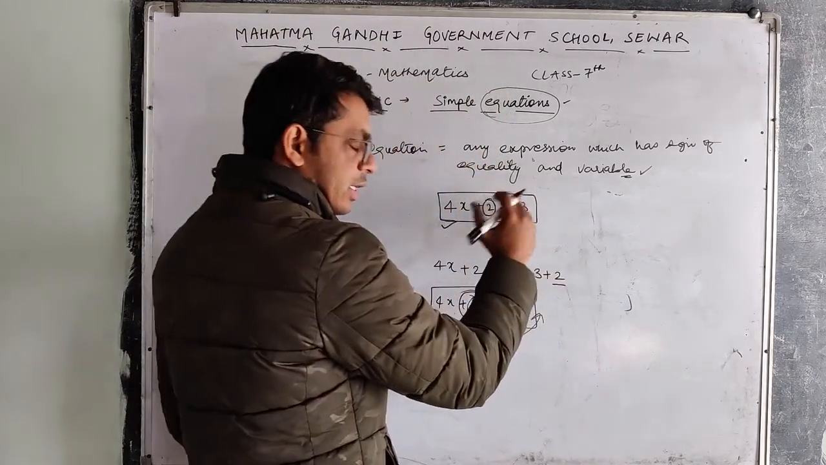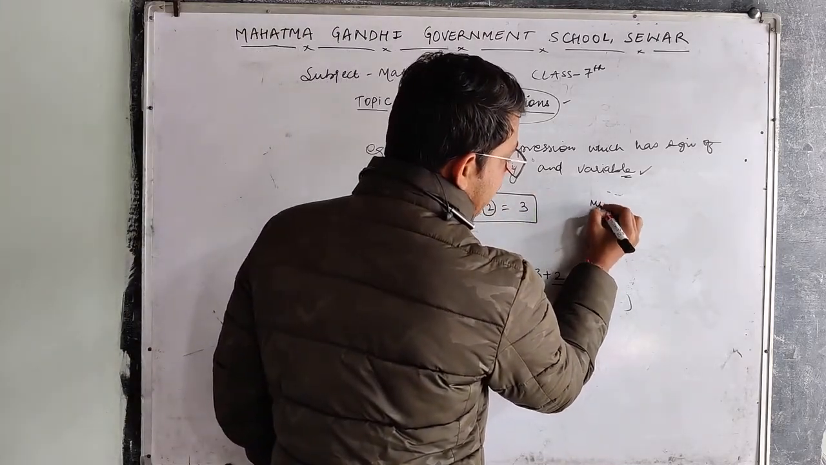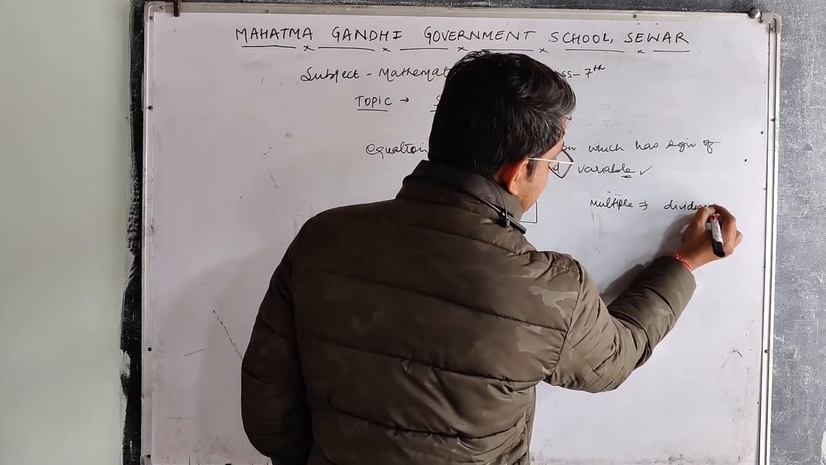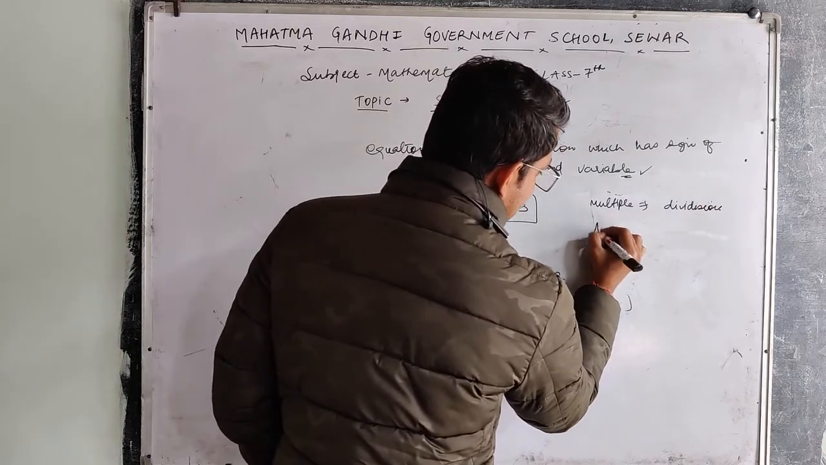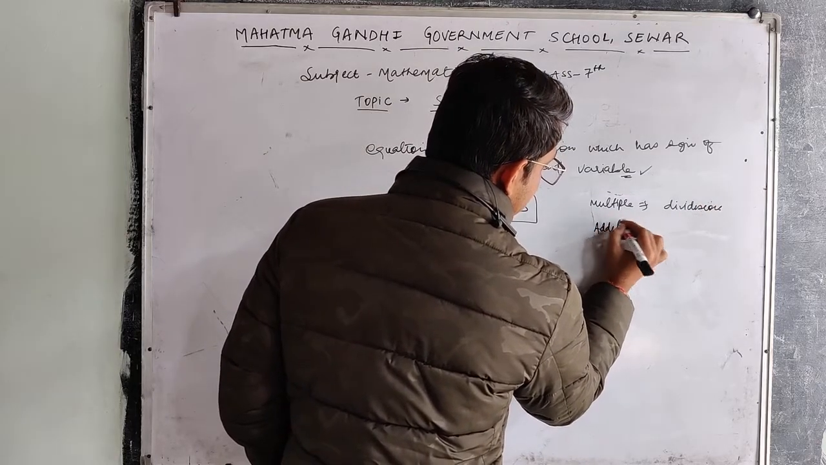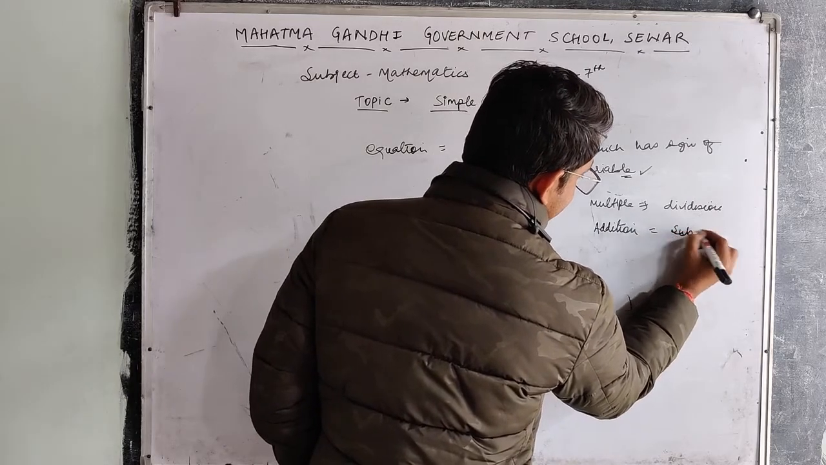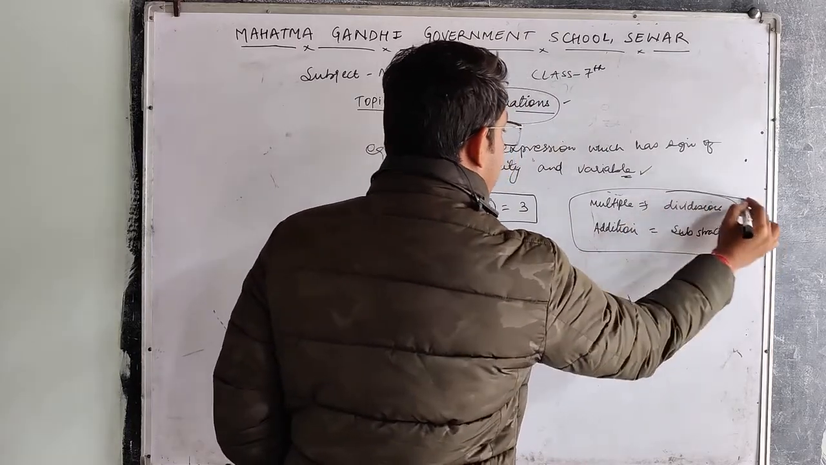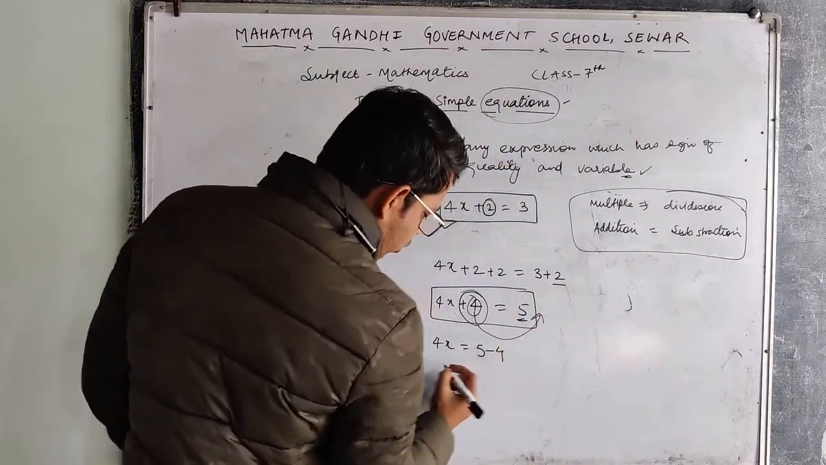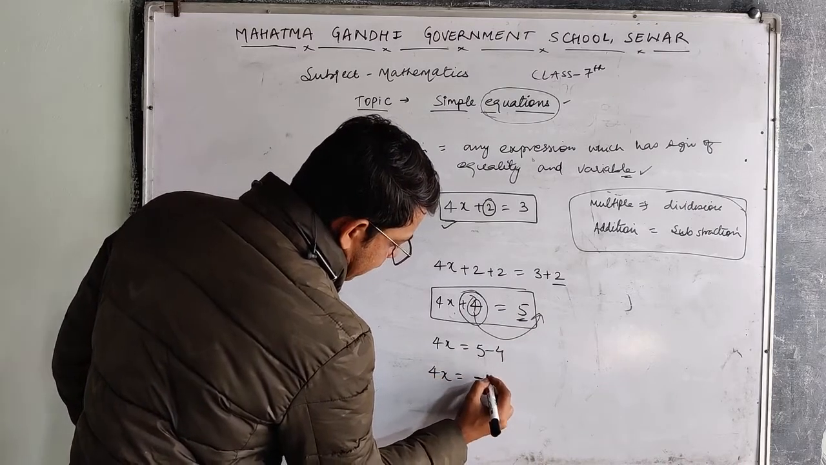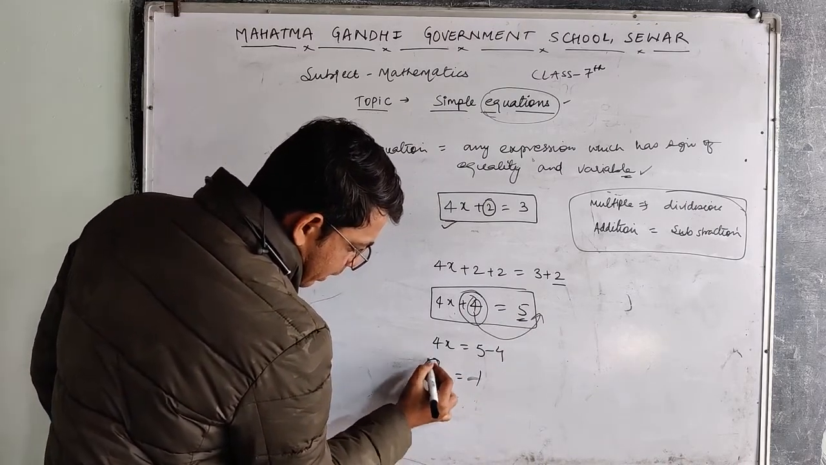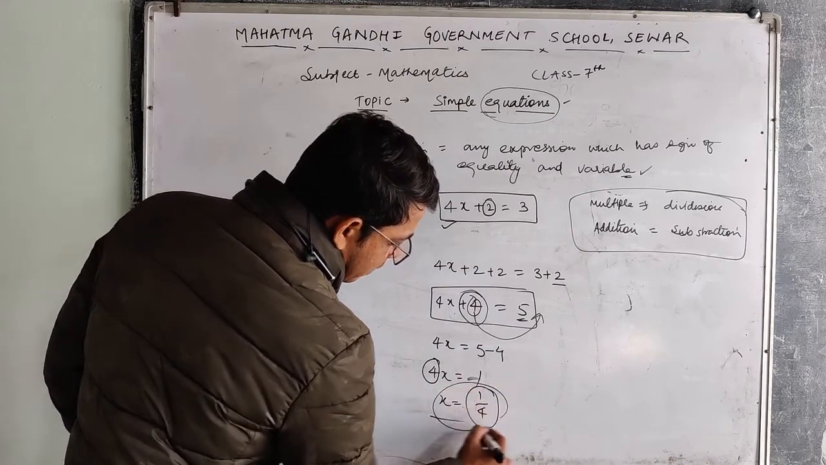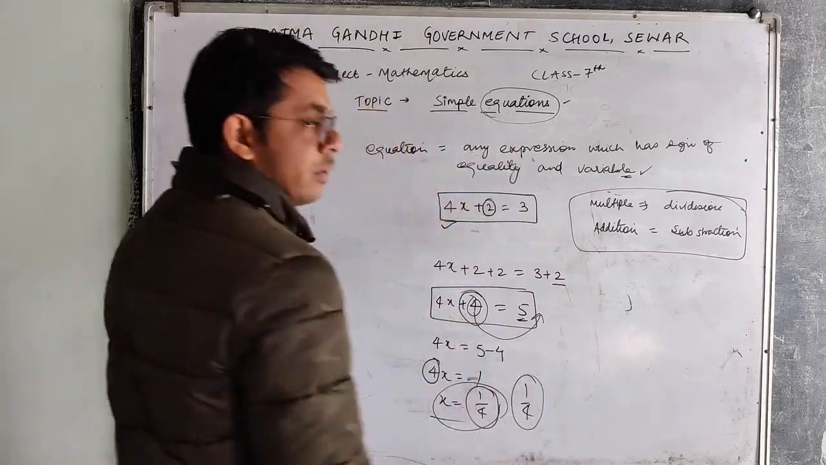If on this side there is multiplication, it will change to division. If on this side there is addition, it will change to subtraction. This will change to 1. So 4x equals 1. Now this is multiplication, and after transfer it will change to division. So the value of x will be 1 by 4.